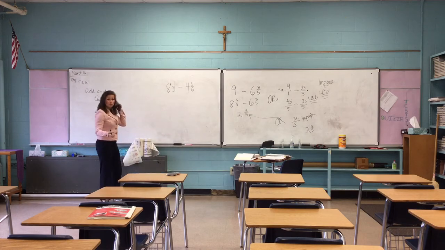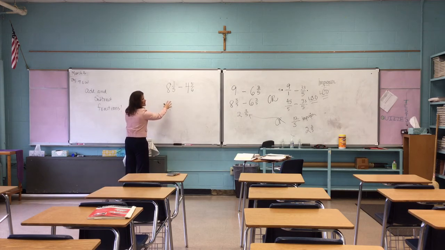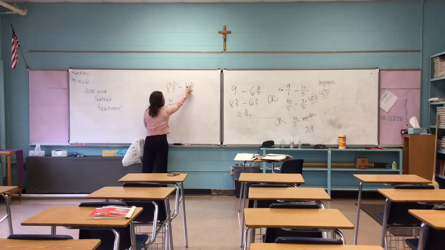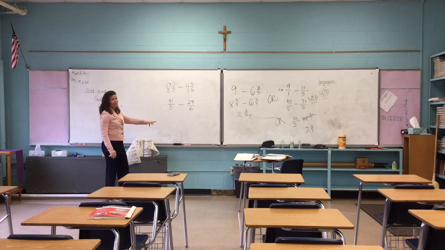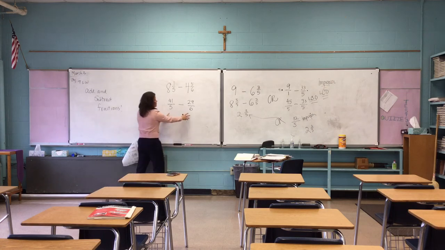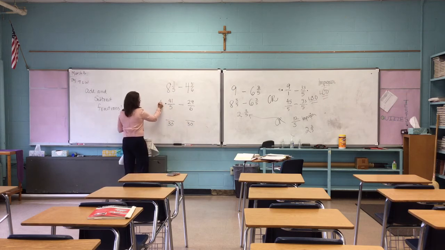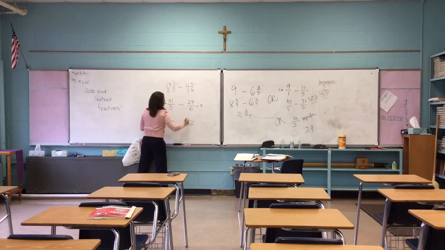All right, as I told you before you turned me off, these are mixed numbers. I don't like mixed numbers. I like improper fractions. So I'm going to change this to an improper fraction, which is 41/5. This is 29/6. I do not have common denominators here. My common denominator is going to be the product of 5 and 6, which is 30. I multiplied this by 6 and this by 5.